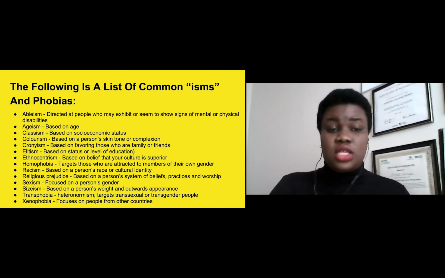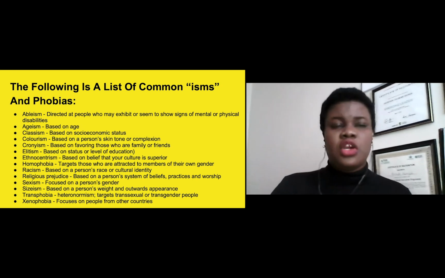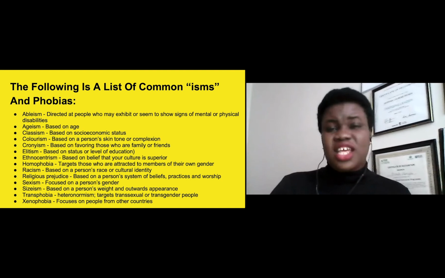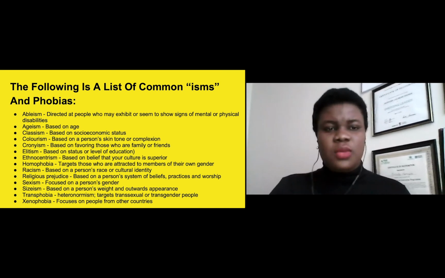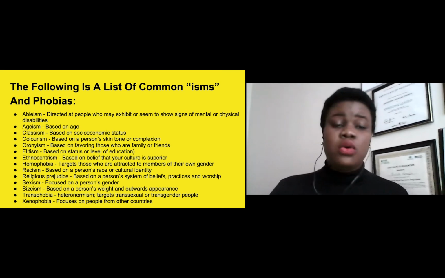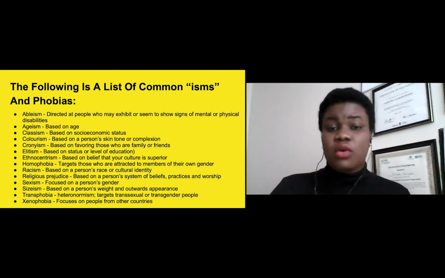Elitism is one of the isms. Ethnocentrism is also there, based on the belief that your culture is more superior to someone else's culture. And that's why you hear sometimes people use terms like barbaric, savage, and ghetto, because you assume that your own culture, be it your individual culture or your societal culture, is better than someone else's culture.